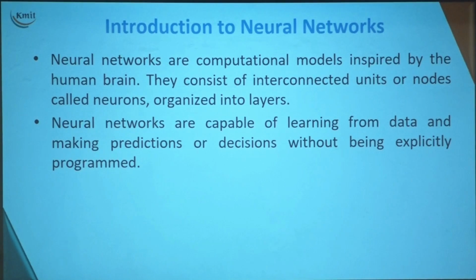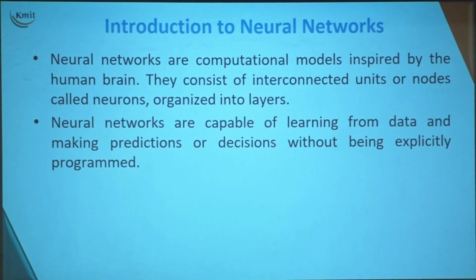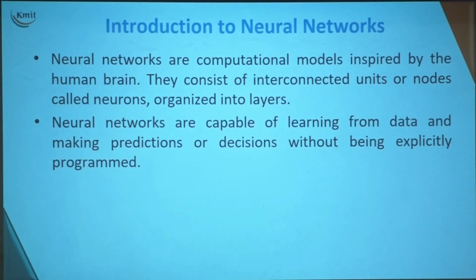Next, what do neural networks do? What is that second point? Neural networks are capable of learning from data, same as a machine learning model. They're not doing anything extra. They're also learning from data and making predictions, even machine learning does that, without being explicitly programmed.